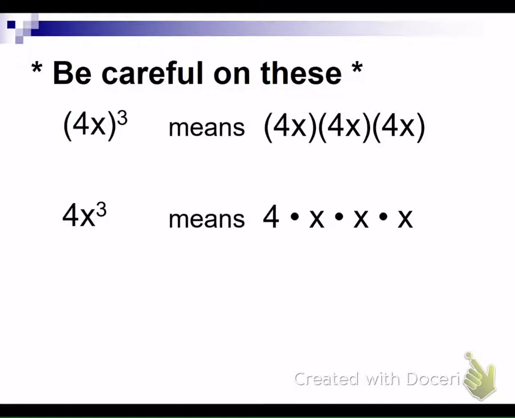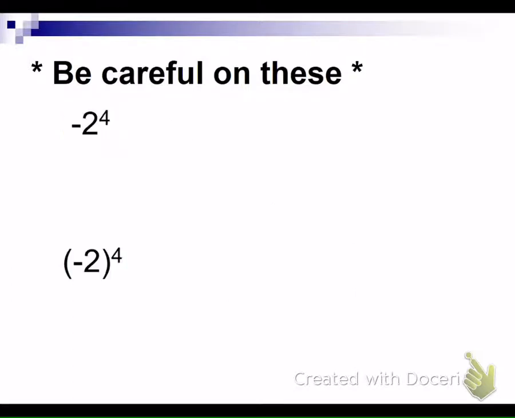All right. Any questions? Here's the next one. The first one means 2 times 2 times 2 times 2, then you add the negative, right? So when we write it out, it would be negative, and the part that's being taken to the exponent is just the 2's.